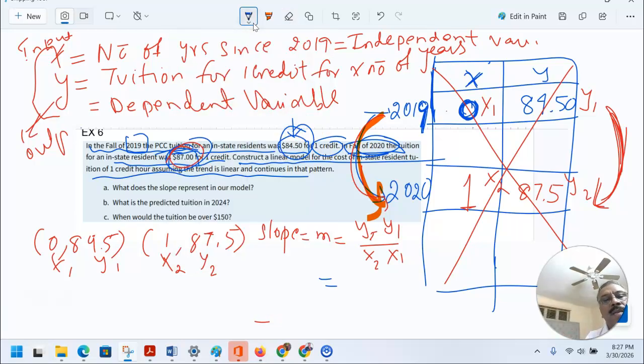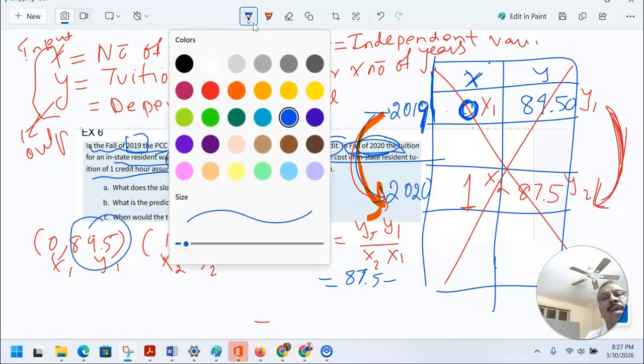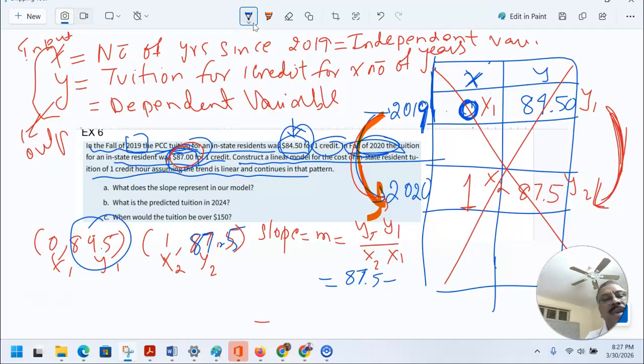So y2 is here, 87.5. So that 87.5 minus this one, sorry, 84, right? This is 84.5. And then divide by 1 minus 0, because x2 is 1 and x1 is 0. If you work this out, use your calculator and you will see this is 2.5 divided by 1. So this is that m part.